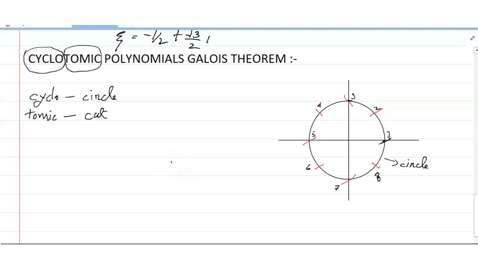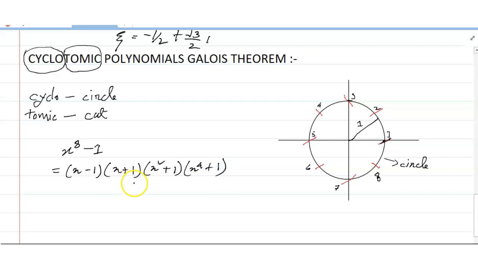So friends, it is cut into 8 parts. So the 8 roots of unity are the roots of x, and the radius is 1. Circle radius is 1. So the 8 roots of unity are the roots of x to the power 8 minus 1 equals 0. It can be written this way: x to the 8 minus 1 can be written x minus 1, x plus 1, x square plus 1 and x to the power 4 plus 1. Obviously reducible.